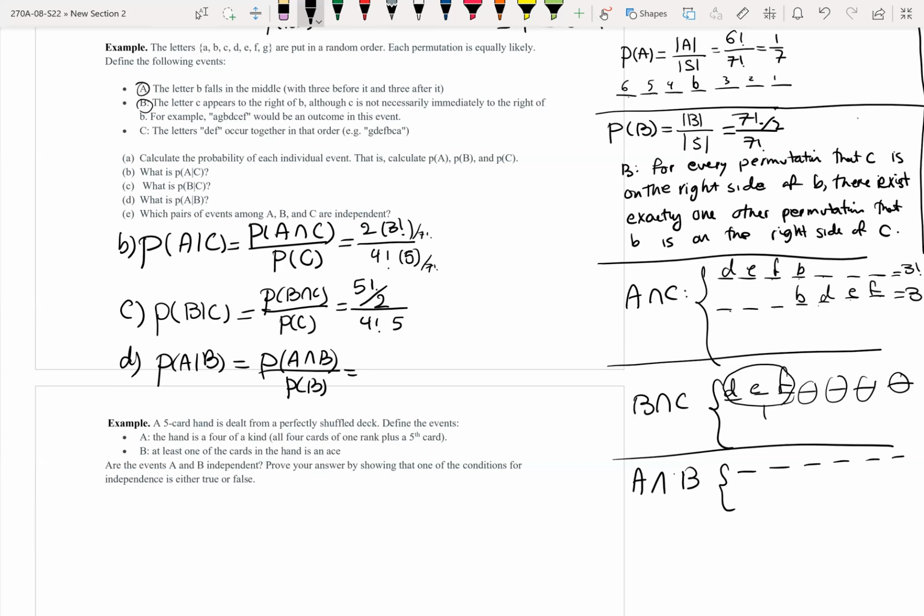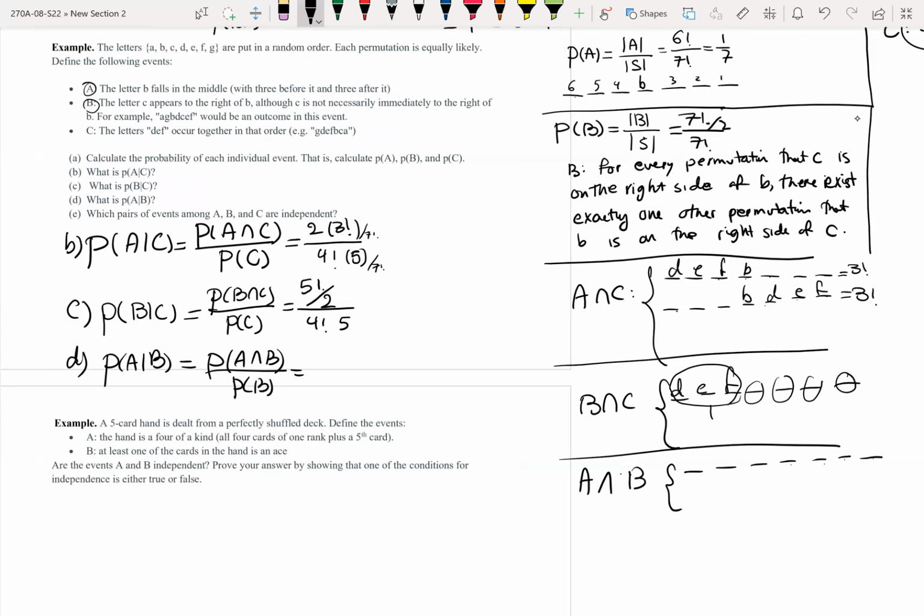1, 2, 3, 4, 5, 6, 7. B is in the middle. B is the event that says C appears on the right side of B. Let's just think about that B, and then C could be here. And if that's a B, C could be here. That makes it simpler, right? C could be here.